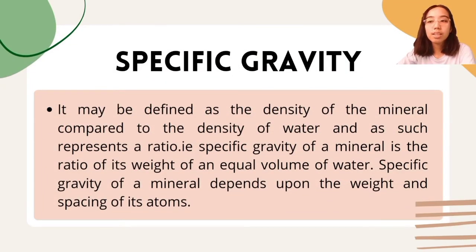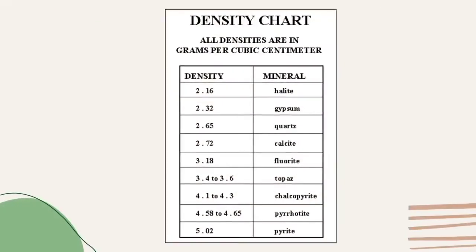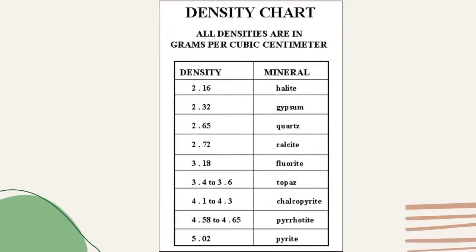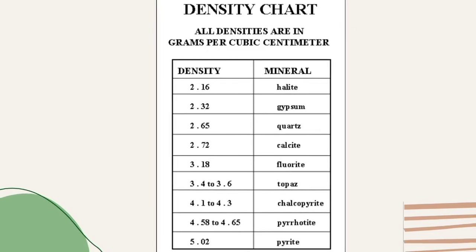Next is specific gravity. It may be defined as the density of the mineral compared to the density of water, and as such represents a ratio. Specific gravity of a mineral is the ratio of its weight to the weight of an equal volume of water. Specific gravity of minerals depends upon the weight and spacing of its atoms. All minerals have density. Densities that are high or low may make it easier to identify the mineral. Non-metallic minerals have low densities, while metallic minerals have high densities.